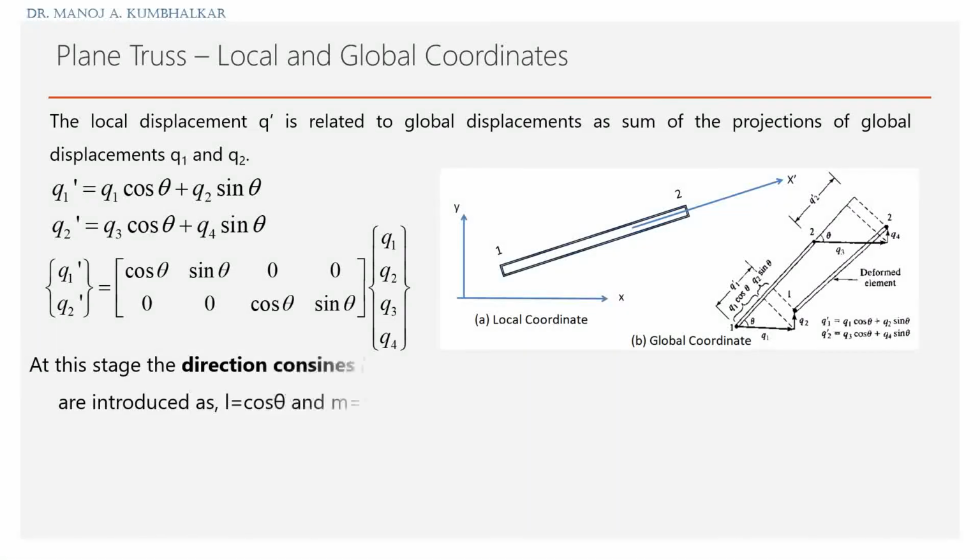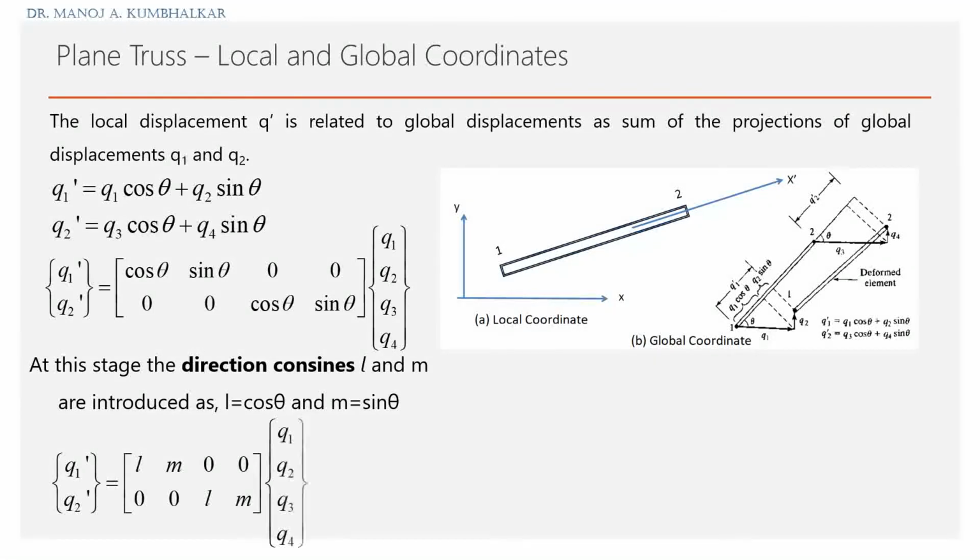At this stage, the direction cosines L and M are introduced, as L is equal to cos theta and M is equal to sin theta. So, that above matrix can be replaced as Q1 dash, Q2 dash is equal to L M 0 0, 0 0 L M, multiplied with Q1, Q2, Q3, Q4. So, that L and M are referred to as direction cosines, where L is equal to cos theta and M is equal to sin theta.